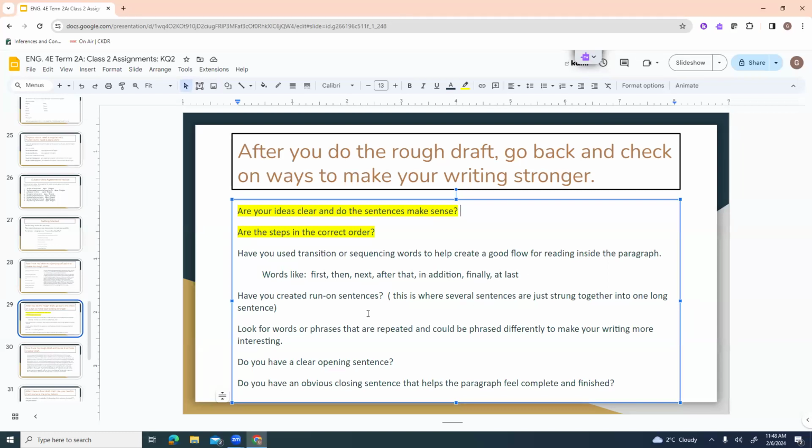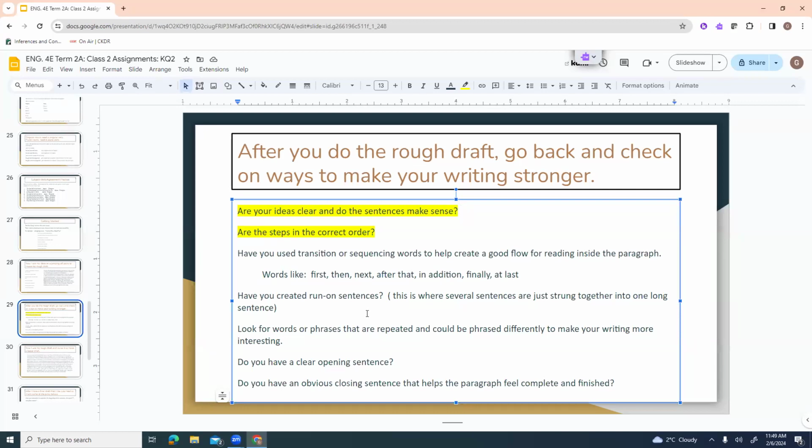Have you created run-on sentences? We talked about this yesterday, where you just kind of join a bunch of sentences together. Sometimes people have put like 10 sentences together and they only put a period at the end of the paragraph. That's not appropriate. If that's a problem for you, we're going to work on that because that is a huge issue. Without those periods, it can be really hard to know where each sentence stops, and it can be confusing to your reader.